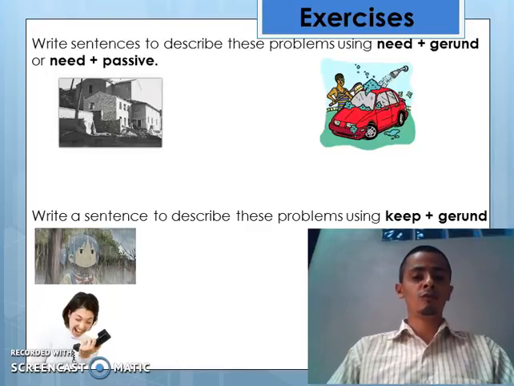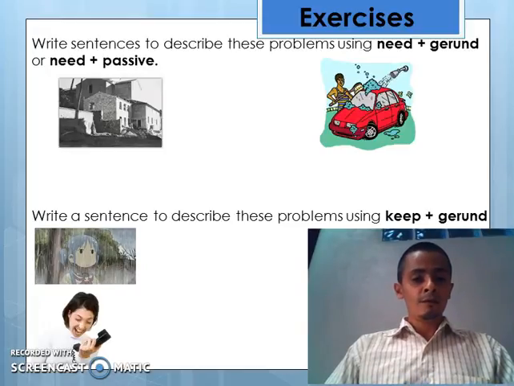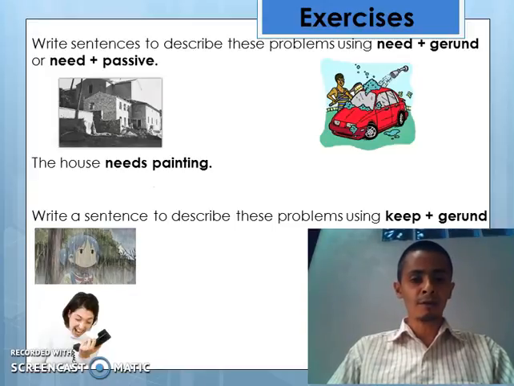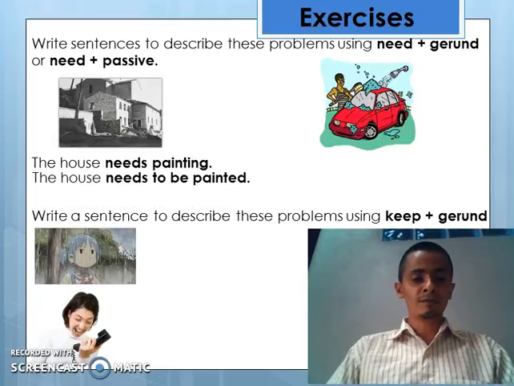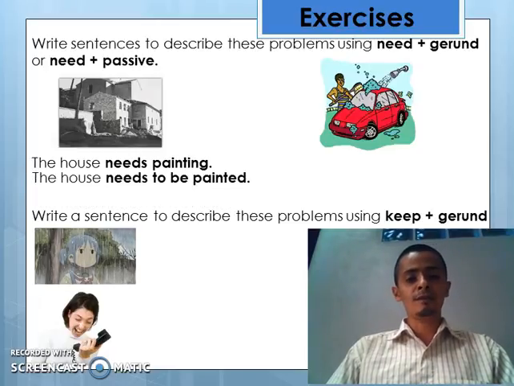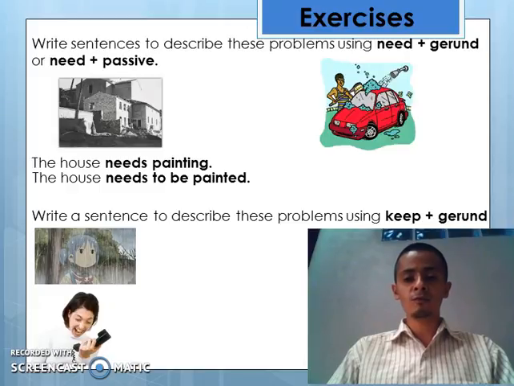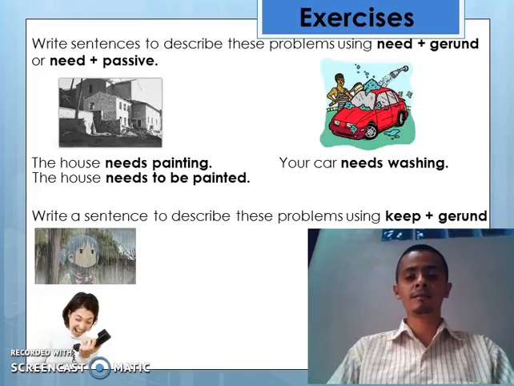Now let's see, I'm going to give you some possible answers. In the first exercise, in the picture that there are some houses, we can say the house needs painting. And using passive, we can say the house needs to be painted. And the second picture, we can see a man that is washing his car. Using gerund, we can say your car needs washing. And using passive, we can say your car needs to be washed.